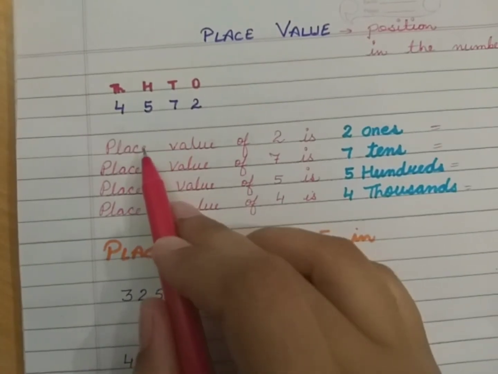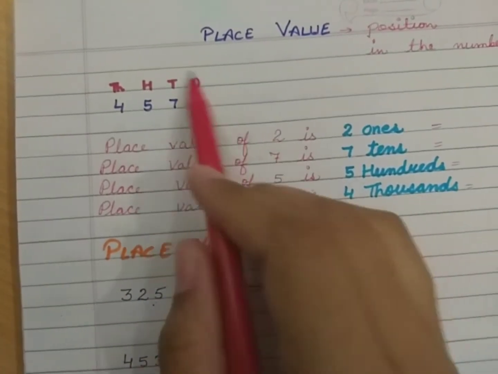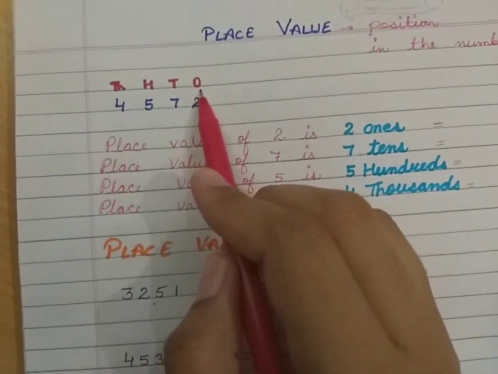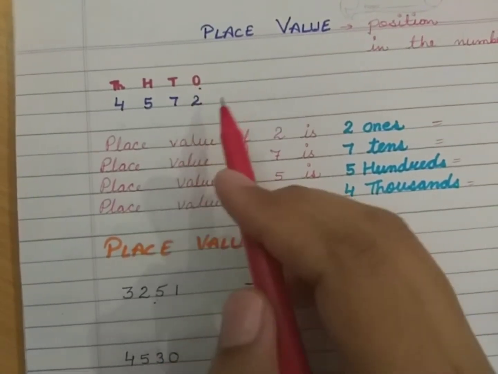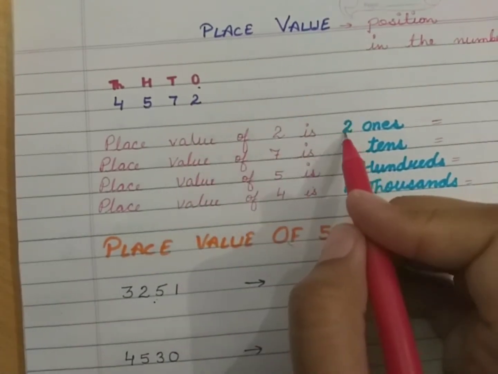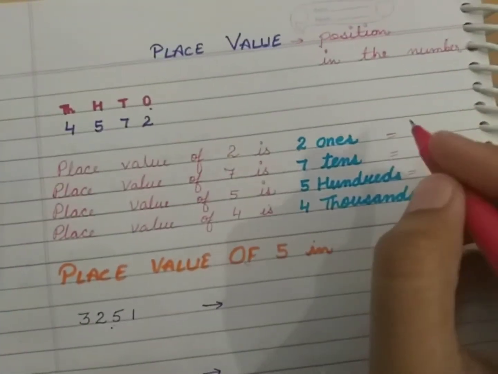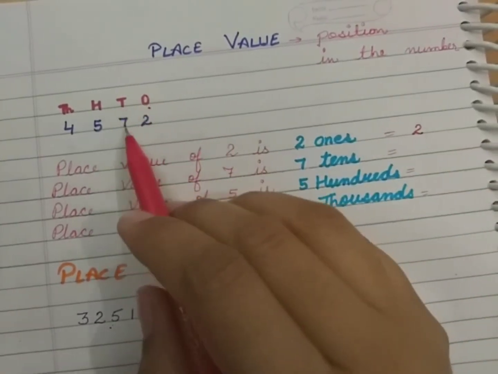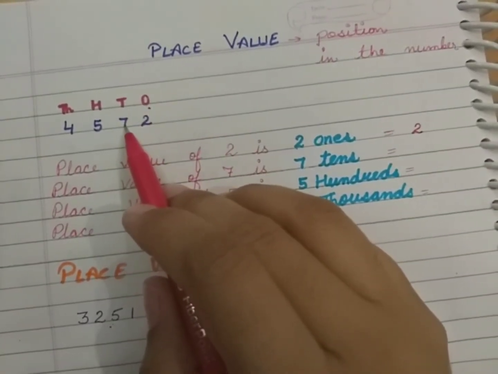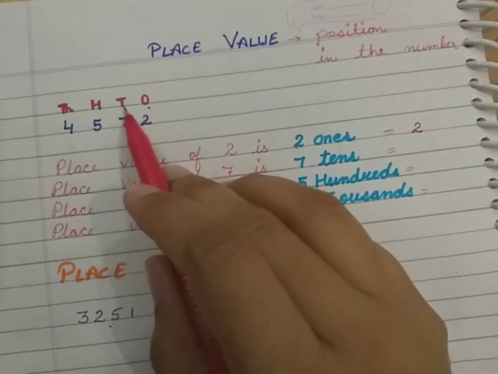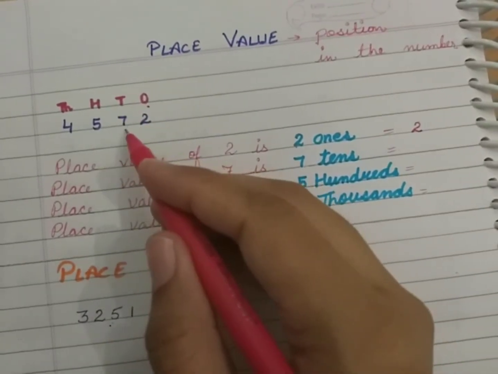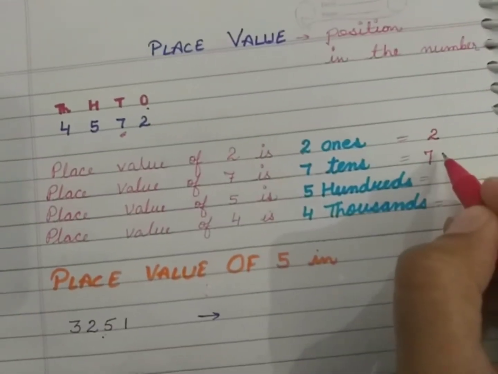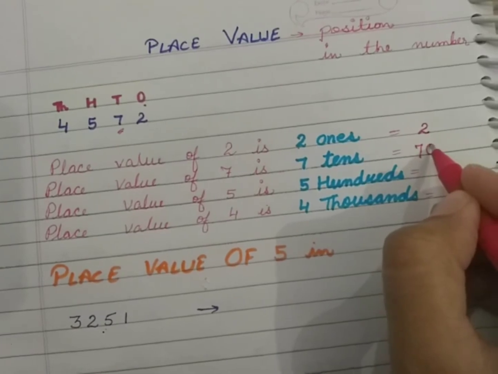In this, first you have to find out the place value of 2 in this number. First we will see 2 is at which place? It is at ones place. So the place value is 2 ones, or we can say it is 2. Now let's see the place value of 7. 7 is at which place? Ones, tens. 7 is at tens place. So its place value is 7 tens, means 70.